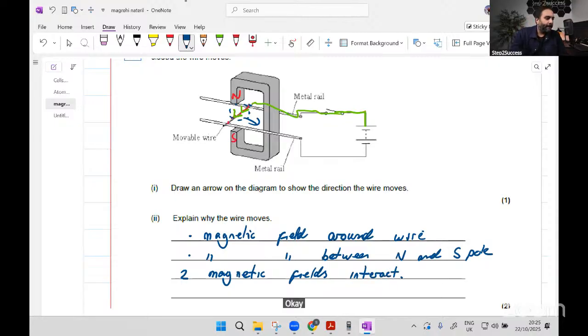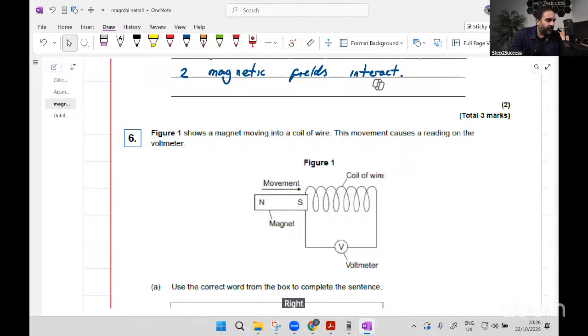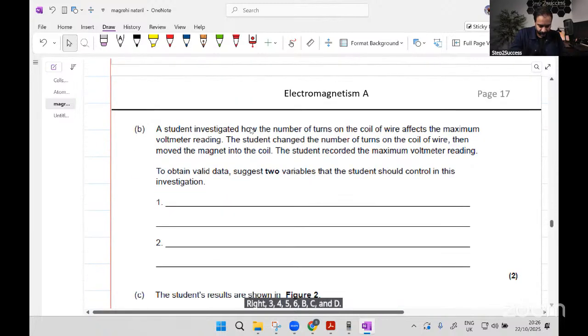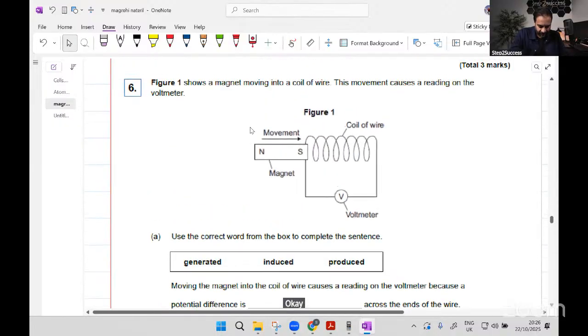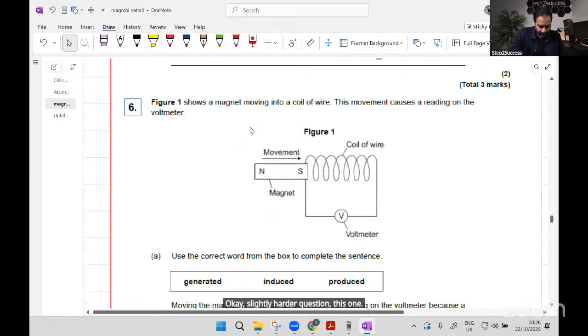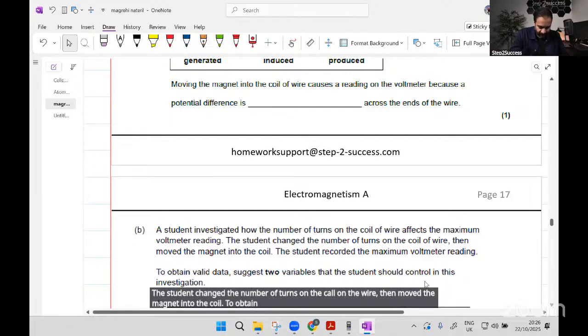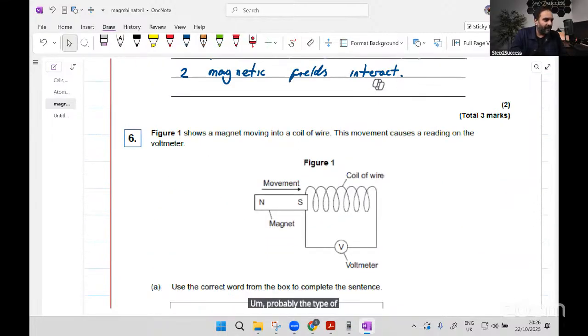Okay. Right. 3, 4, 5, 6, B, C, and D. Okay, slightly harder question, this one. So, a student investigated how the number of turns on the coil of wire affects the maximum voltmeter reading. The student changed the number of turns on the coil on the wire, then moved the magnet into the coil. The student recorded the maximum. To obtain valid data, name two variables students control in this investigation. Probably the type of wire. Let me see what the answer says.